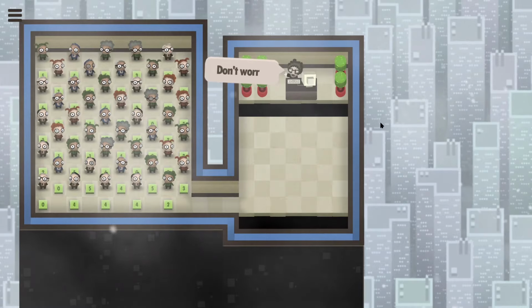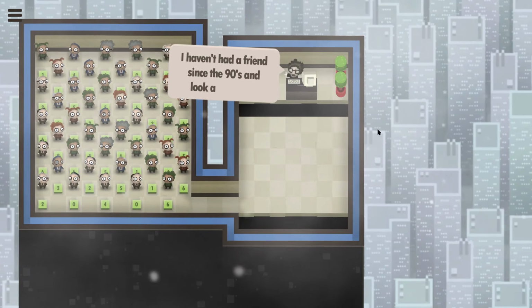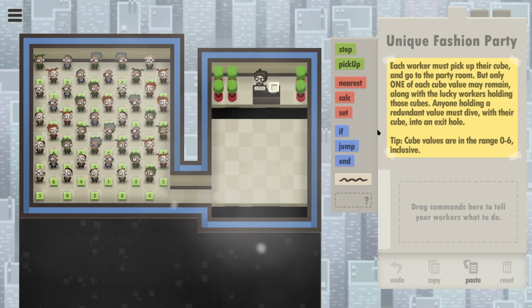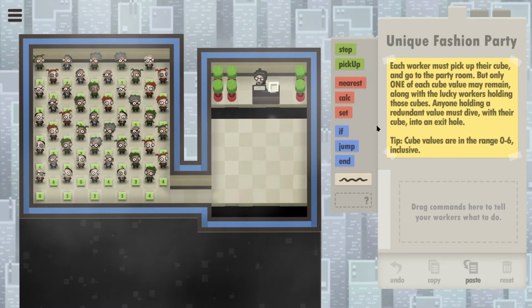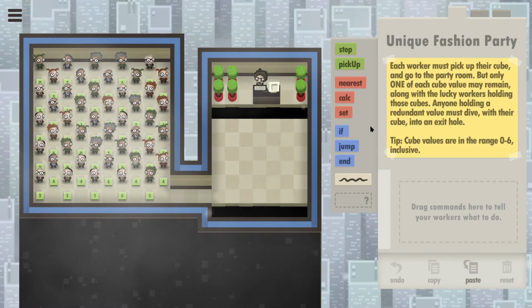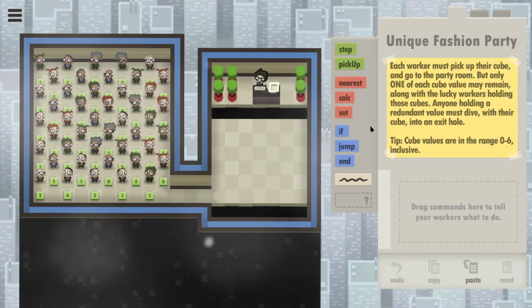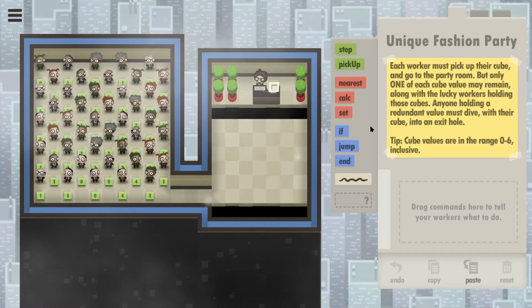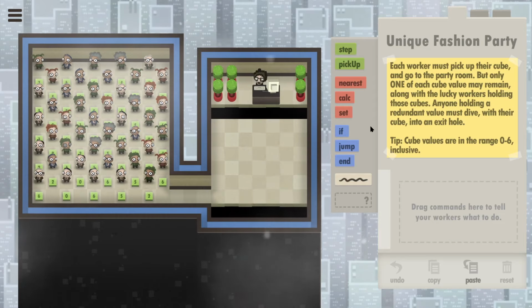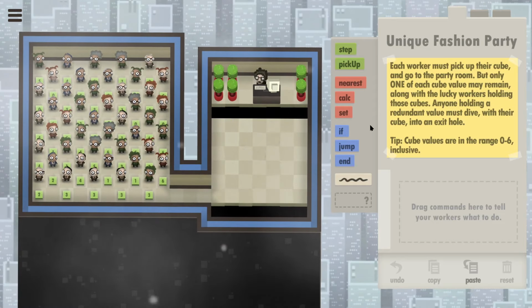Each worker must pick up their cube and go to the party room, but only one of each cube value may remain along with the lucky worker holding those cubes. Anyone holding a redundant value must dive with their cube to an exit hole. There's only 1 to 6.